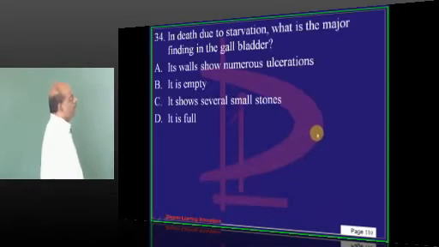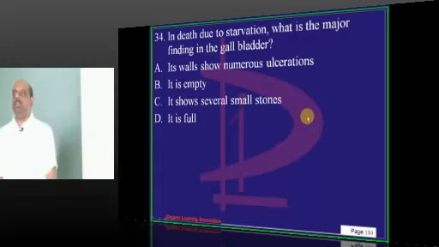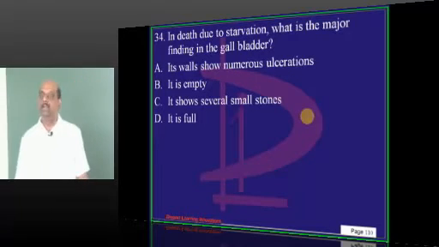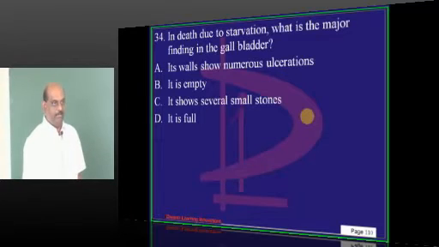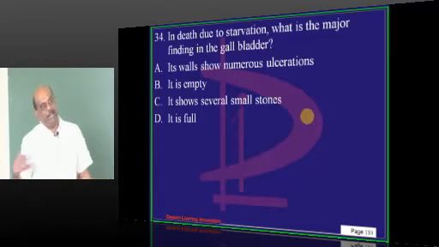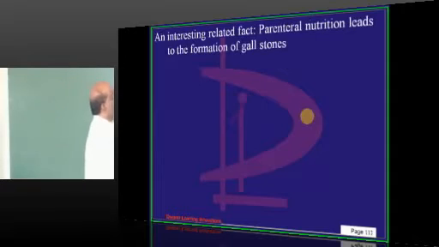Okay. Now, in starvation, what will be the gallbladder situation? Swollen. Swollen, because normally cholecystokinin is produced whenever we eat food. If we don't eat, it is not produced. If it is not produced, there is no motility of the gallbladder, and that leads to gallbladder distension.